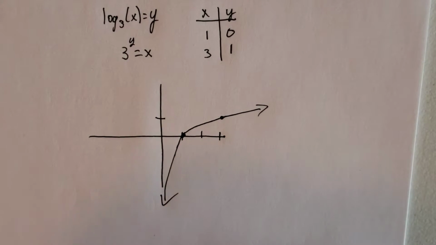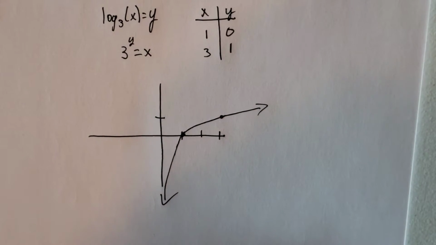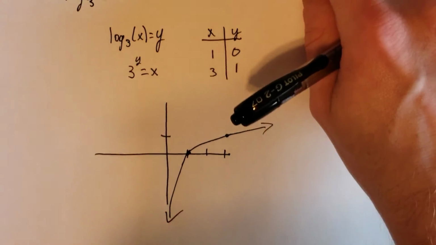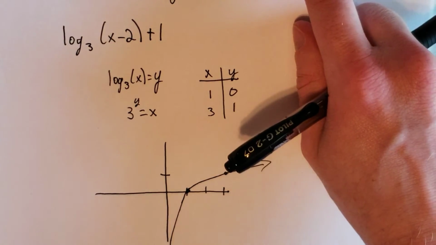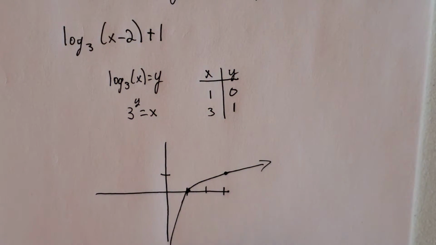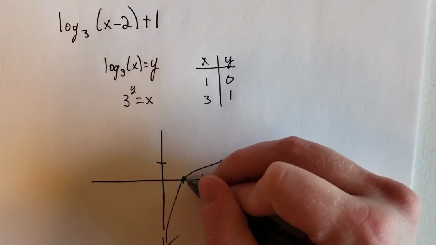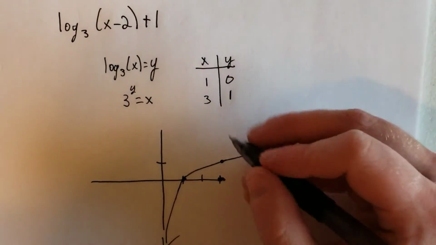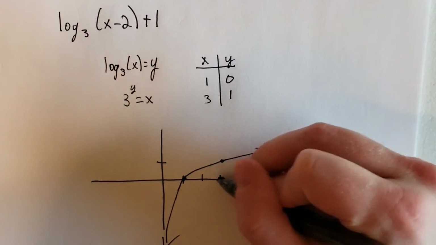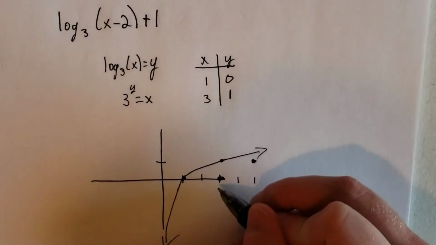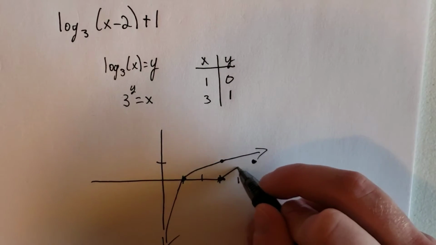So we've graphed y is equal to log base 3 of x. And here again, we want to graph the function log base 3 of x minus 2 plus 1. Well, what does the minus 2 on the inside of the function do? That moves everything to the right 2 units. So we'll do that here. Move 1, 0 over to the right 2 units, and we get 3, 0. We move 3, 1 over 2 units, and we get 5, 1. And we again draw the logarithmic function.